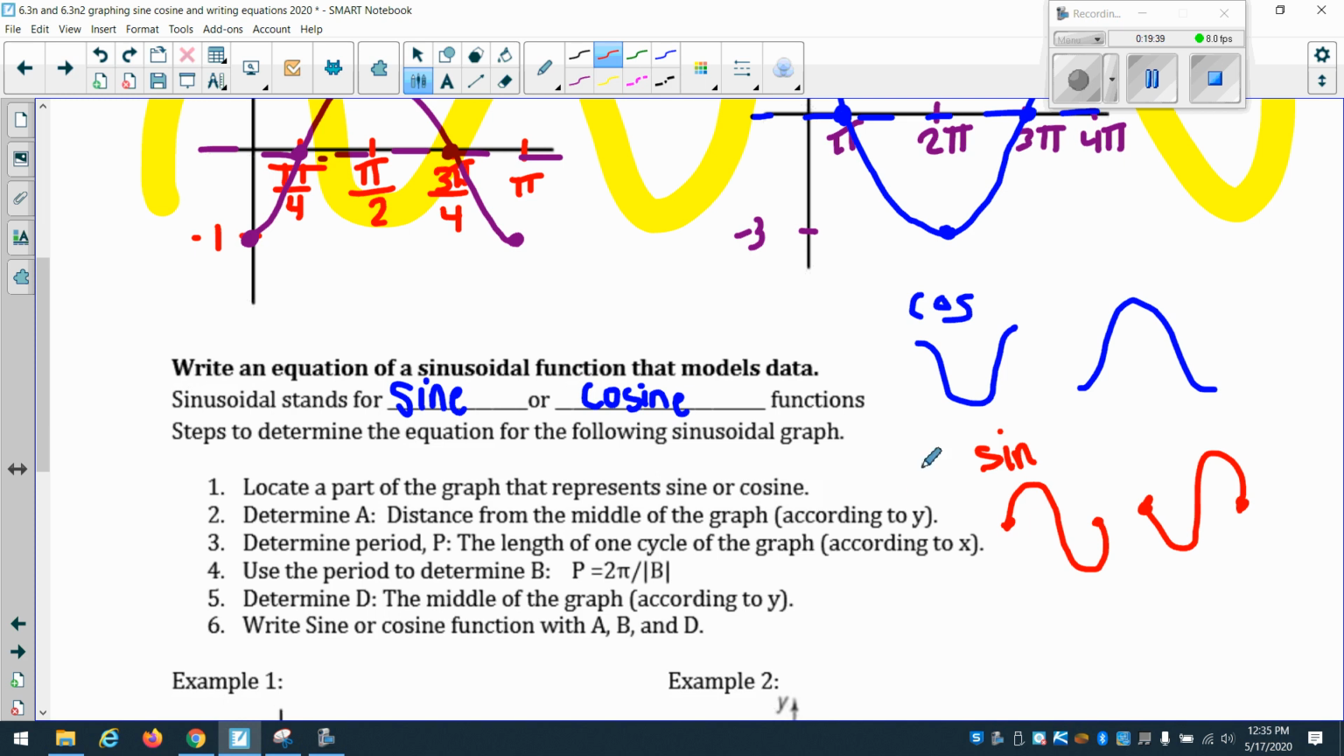Then you want to determine the period, so how long one cycle takes. So if we're starting at the maximum, we have to see how long it will take to get to the other maximum. Then we have to work backwards to find our b value.